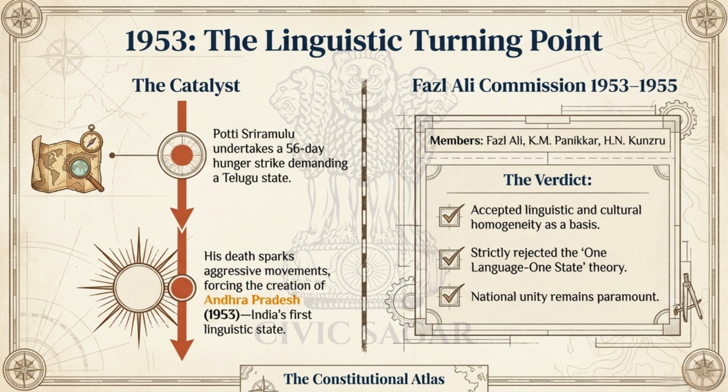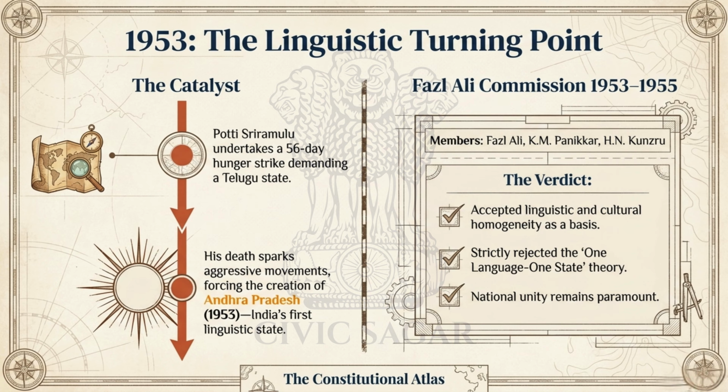The demand for linguistic states reached a boiling point in 1953. Potti Sriramulu undertook a 56-day hunger strike to demand a state for Telugu speakers. His tragic death sparked aggressive protests, forcing the government to create Andhra Pradesh in 1953, making it India's first linguistic state. This necessitated the formation of the Fazl Ali Commission, consisting of Fazl Ali, K.M. Panikkar, and H.N. Kunzru, which sat from 1953 to 1955.